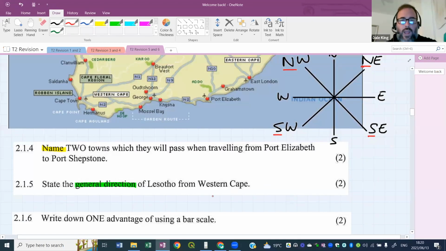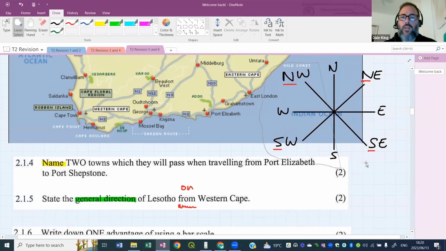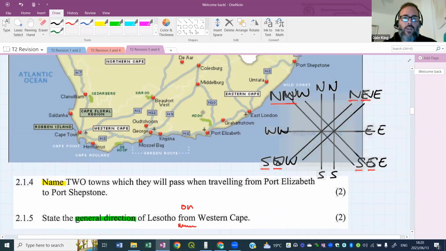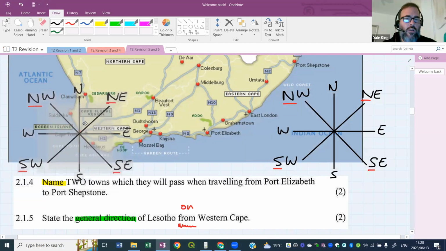Now, where do I put my compass? The key is the word from. Of Lesotho from the Western Cape. So your compass needs to go on the Western Cape. So when you see the word from, you're thinking of putting your compass on the Western Cape. Okay, so I need to take my compass now. You can draw an imaginary one in the exam on your map if you need to, or you can have just a general idea. So we put our compass here on the Western Cape.